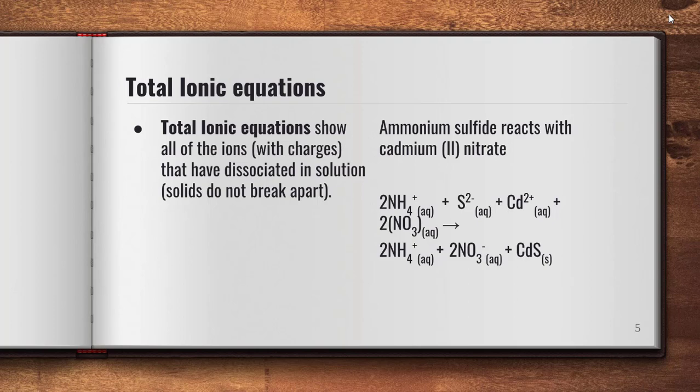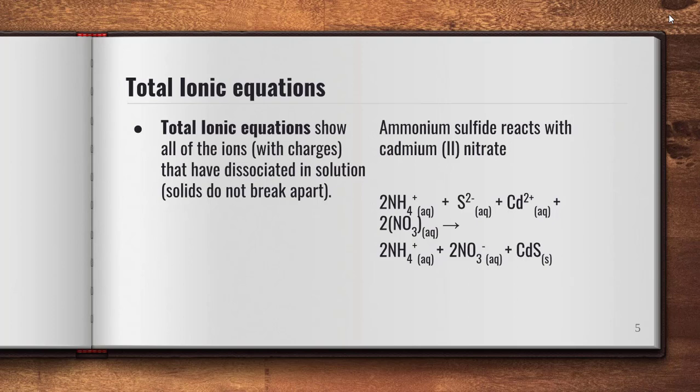So when we look at total ionic equations, they show all of the ions with charges that are dissociated in solution. Remember that solids do not break apart. We've actually practiced this quite a bit when writing dissociation equations. You know that if it's aqueous, it will dissociate into its individual ions. If it is insoluble, it does not dissociate and stays together. So if I look at the previous equation, I've got ammonium sulfide reacting with cadmium 2 nitrate again. The first two reactants are aqueous. So when we write our ionic equation, we write them in their ions. So we write those out.